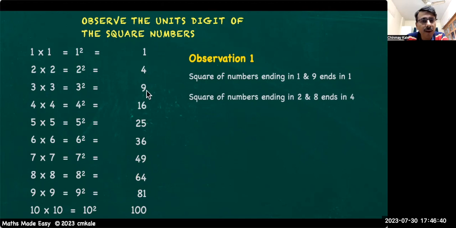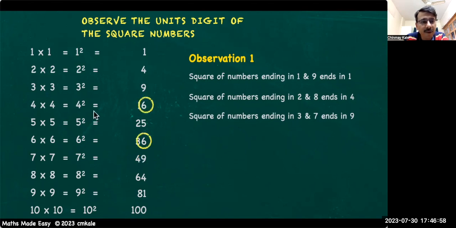Similarly, let's look at the next row. We have 3 into 3, which is 9. We also have 7 into 7, which is 49. So extending the same logic, numbers which are ending in 3 or 7, the squares of such numbers must end with 9.